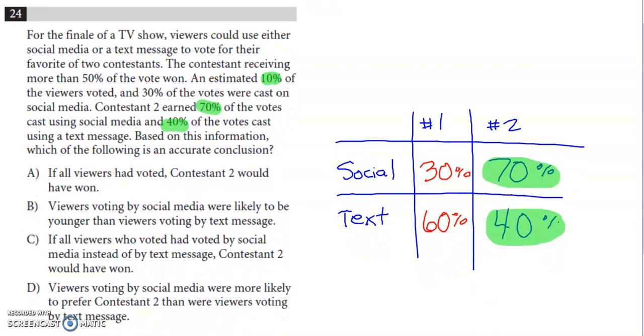And if you look at option D, viewers voting by social media were more likely to prefer contestant 2 than the viewers voting by text message. And that is pretty obvious based on the information we see, right? Social media voters, 70% preferred contestant 2. Text message voters, only 40% preferred contestant 2. So it seems like option D is the appropriate option. That's the option that we're going with, because although some of the other things very well might be true, based on the data that we have, this is the one that seems like the best conclusion.